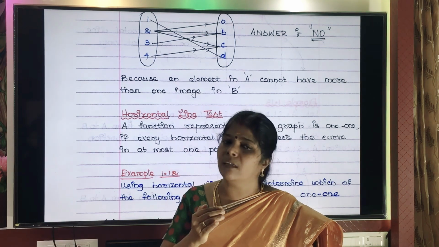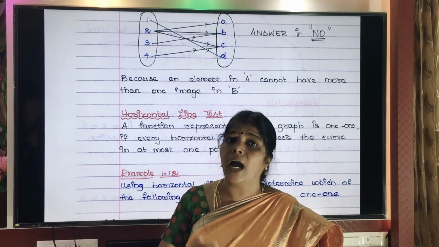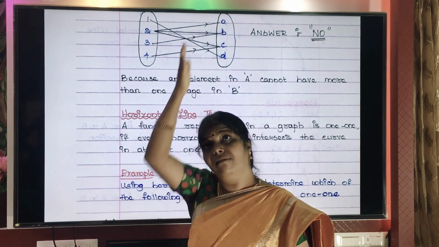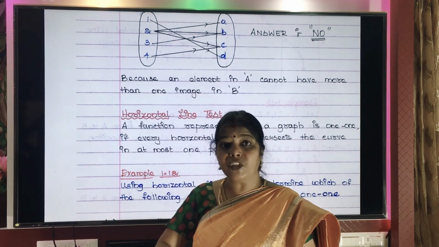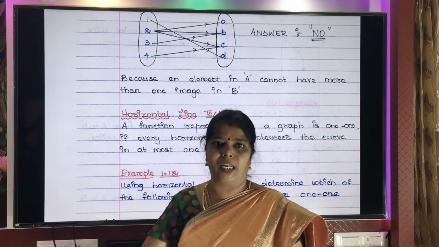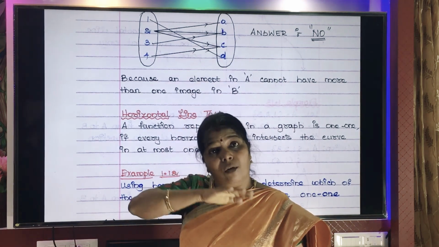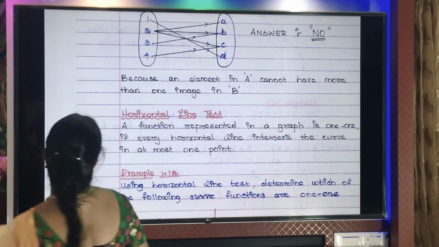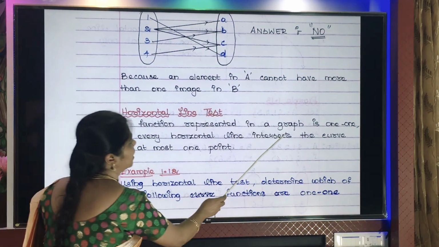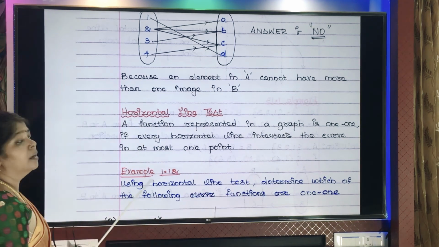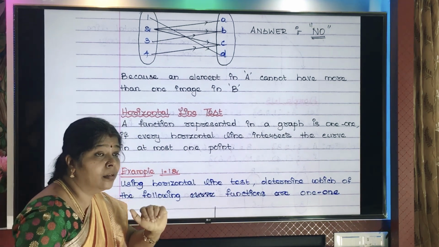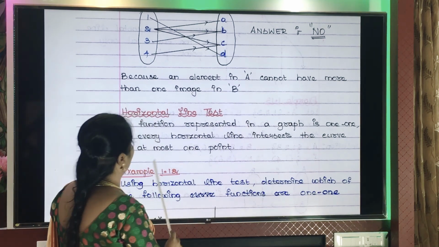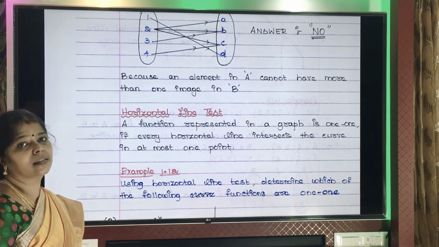To check whether the given function is one-to-one or not, we use the horizontal line test. To check whether it is a function or not, we use the vertical line. Shall we see? A function represented in a graph is one-to-one when every horizontal line intersects the curve at most one point.